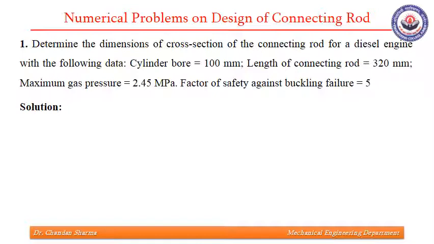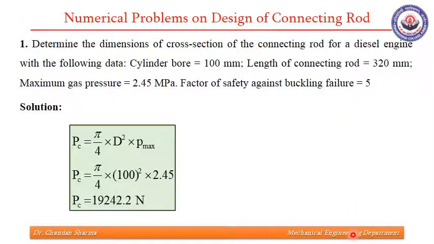Here comes the very first and basic question. In this question, we are required to find the dimensions of the cross section of the rod for the given cylinder bore of 100 mm, length of rod as 320 mm, maximum gas pressure as 2.45 megapascal, and factor of safety against buckling failure as 5.